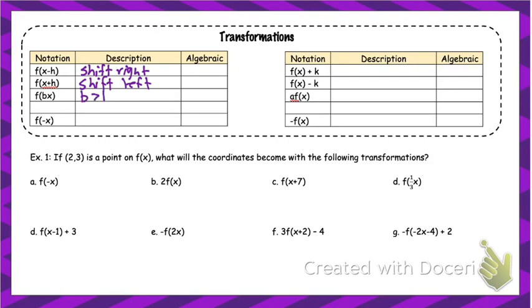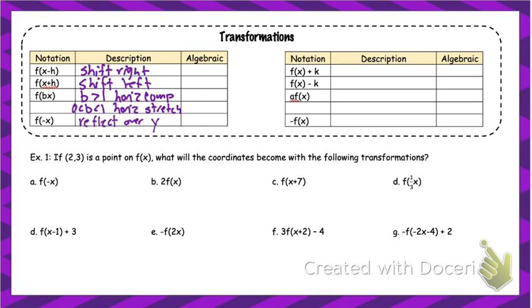If it's greater than 1, then that is your horizontal compression. It is backwards from what you think. If it's between 0 and 1, that is a horizontal stretch. And then if we make it negative, then that is a reflection over the y-axis.